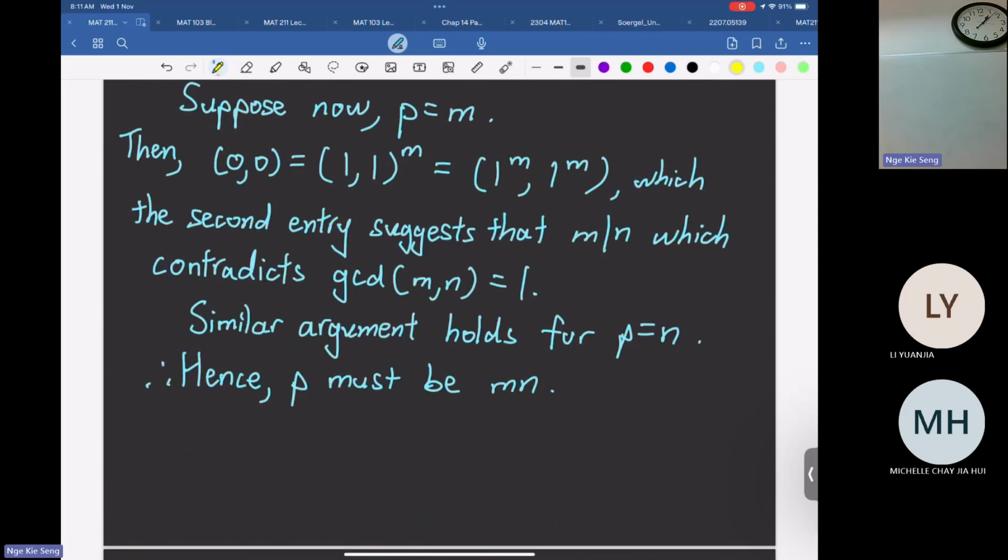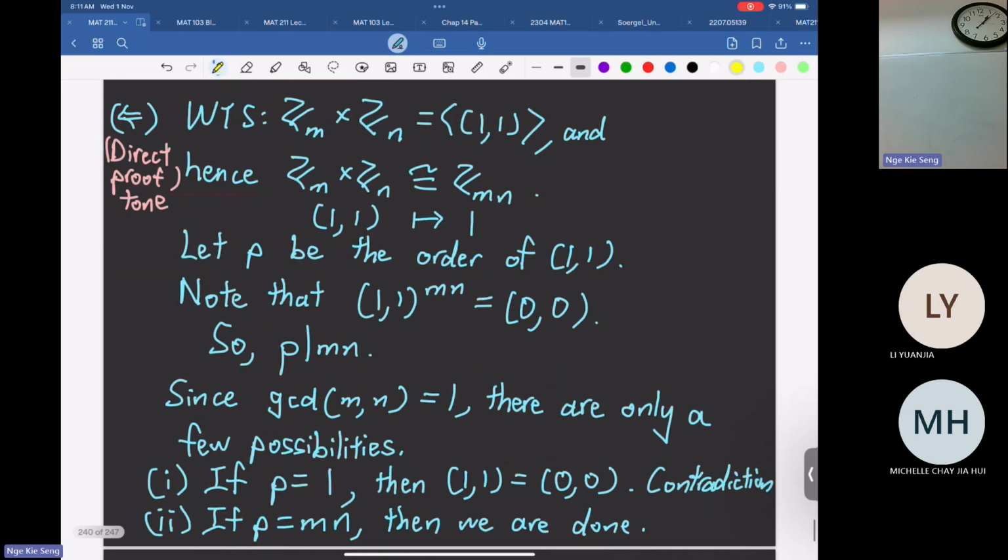So note that M times N, this number, is also the LCM of M and N. Later we'll see this again. If I want to do it as a direct proof, what should I do? Similarly, I want to show that (1,1) is the generator. I want to prove that the order of P is MN. So try and have a look.